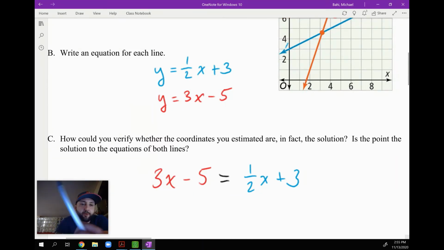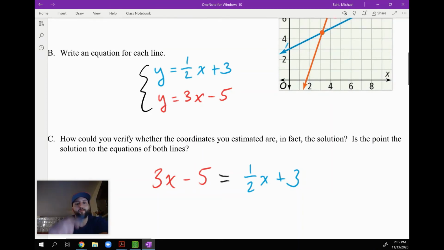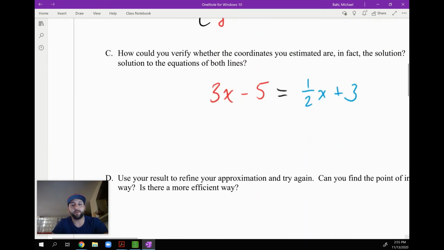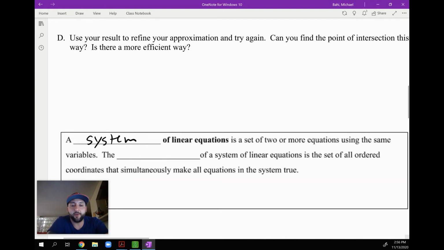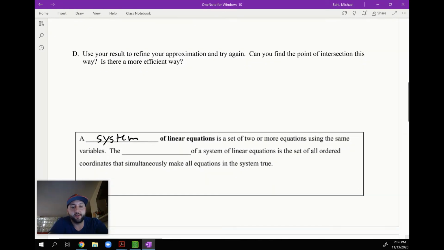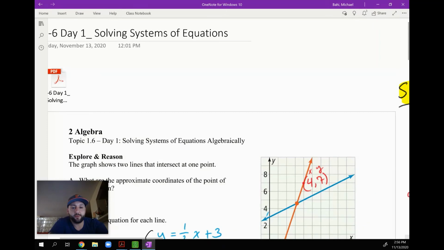Now, right here in part B, we have a system of equations. Why is it called a system? Because a system of linear equations is a set of two or more equations using the same variables. So here we have two variables that we have to find.